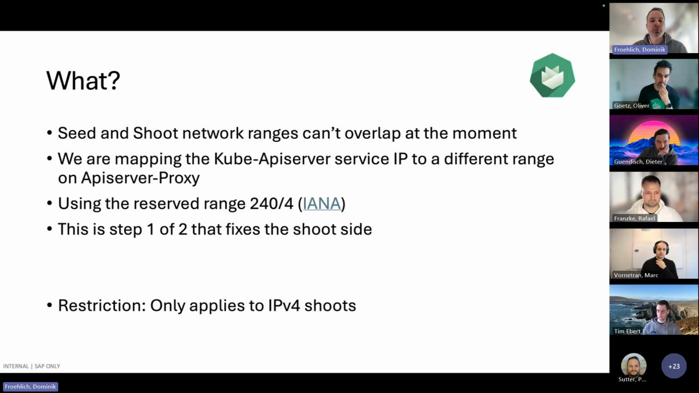We opted to use a restricted range that you cannot use for other IP address ranges. It's the 240/4 range. It was going to be used by a Class E network, which never came to pass, but it's still restricted. And we figured it's relatively safe to move our natting shenanigans into that range and leave all of the lower ranges up for the shoot. So this only applies to IPv4 shoots, by the way. If you have an IPv6 shoot, that doesn't apply to you anyway, and you shouldn't have any real clash issues with the seed.